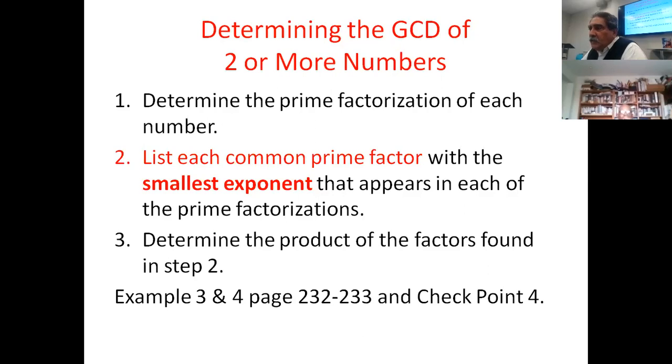When we find the GCD of 2 or more numbers, you find the prime factorization. List each common prime factor with the smallest exponent. Pay attention here: the smallest exponent that appears in each of the prime factorizations. Then find the product of the factors found in step 2. Let's look at an example. Exponent, remember, like 2 to the power of 3. The 3 would be the exponent.